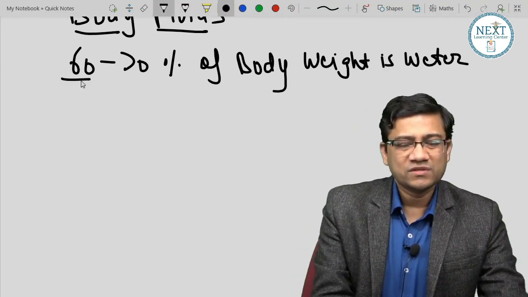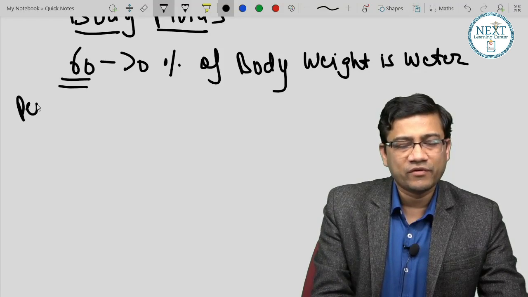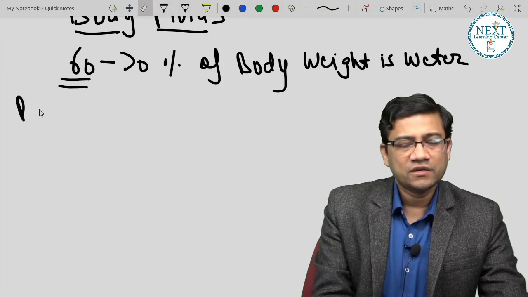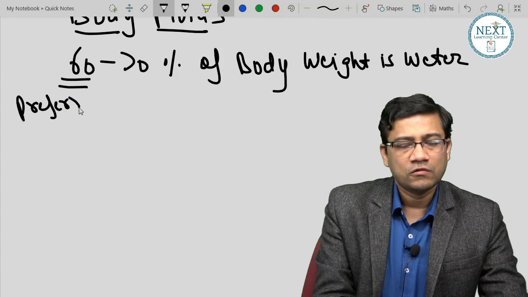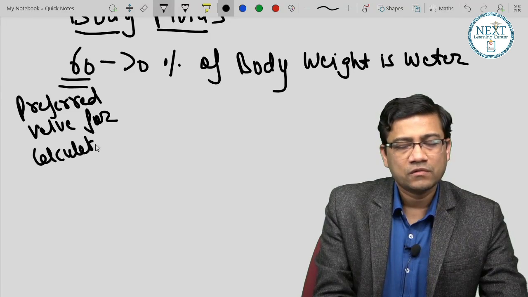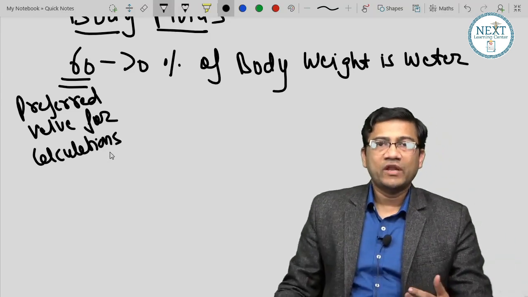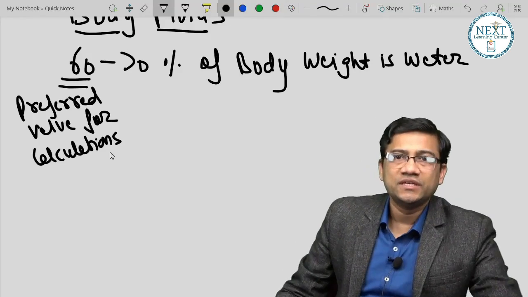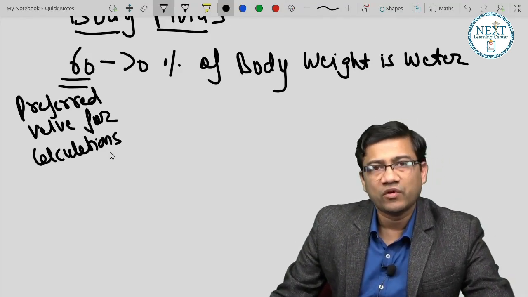What is the preferred value? 60 is not exactly right but it is the preferred value for most calculations. So what is the value we prefer for calculations? 60% is the preferred value for all calculations.